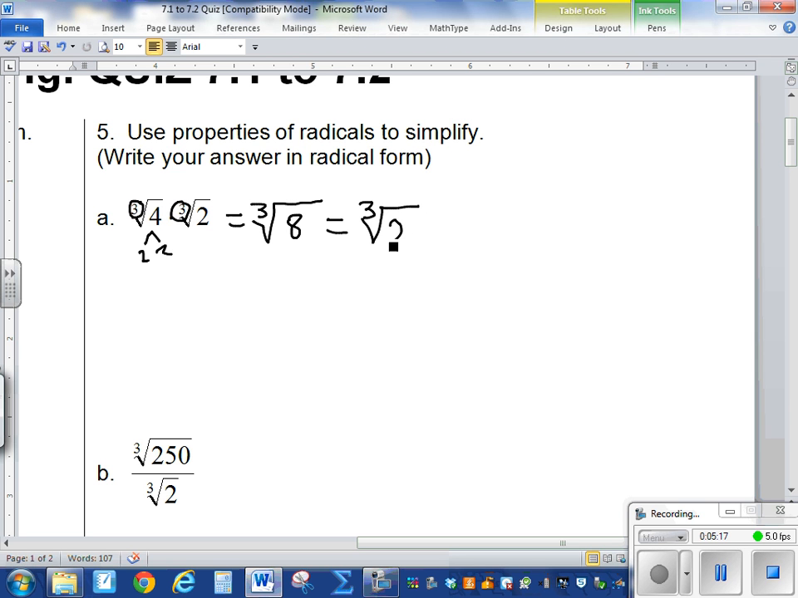3 times 2 to the third power. Since I do have the same powers here, you guys can cancel those out. Inverse operations, so they undo each other. And you get a 2 there.